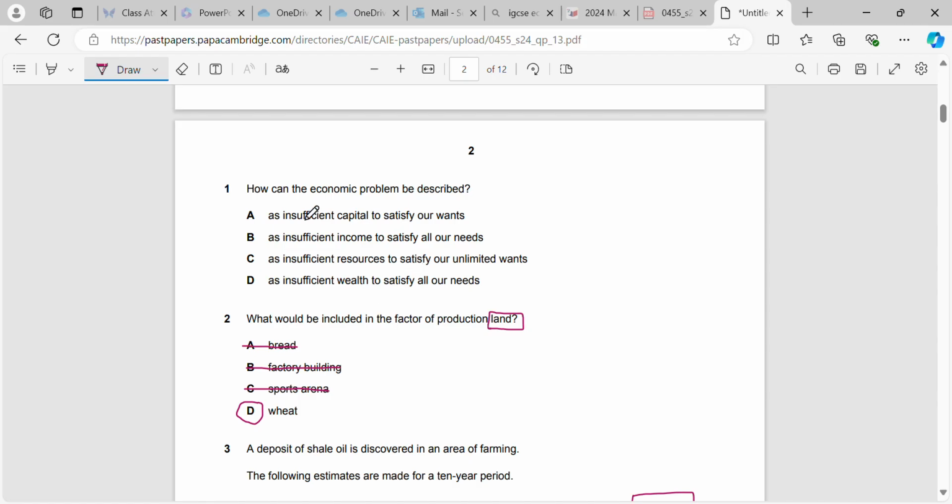And finally, how can the economic problem be described? Again, I've gone through this, just look through your previous videos. I've given you 5 different things that I said will help us answer any question on this. That's limited resources, unlimited wants, choice, scarcity, opportunity cost. So therefore, insufficient resources, limited resources, don't satisfy our unlimited wants.